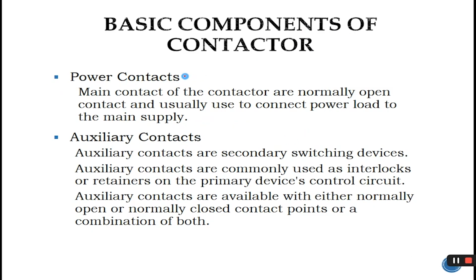Power contacts. Power contacts are the main contact of the contactor, usually a normally open contact, and it is used to connect power load to main supply. Auxiliary contacts. These contacts are secondary switching devices. These contacts are usually used for interlocks or retaining the primary device circuit. Auxiliary contacts are either normally open or normally closed contacts.